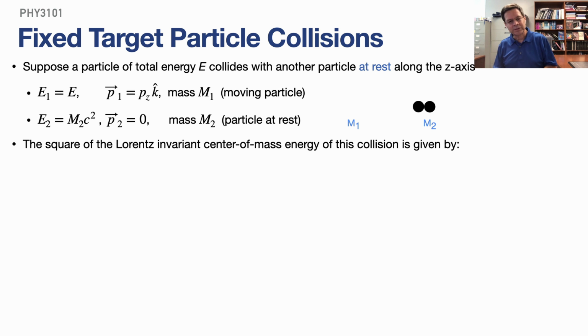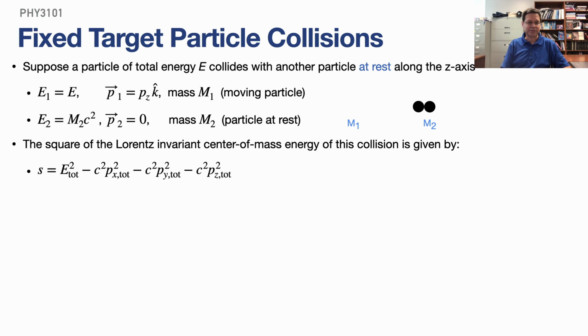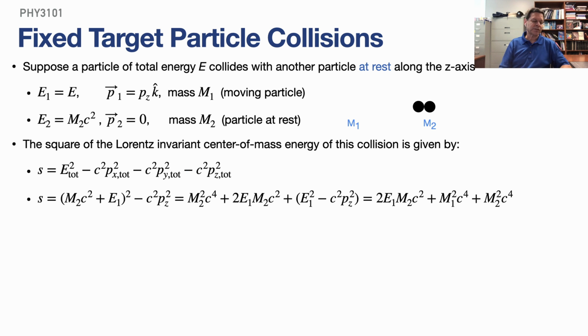How can we work out these masses and energies? We can start with relativity, taking a Lorentz invariant quantity. We can take the square of the so-called center of mass energy of this collision, and that's given by the Lorentz invariant quantity S. And recall that S is the difference between the total energy squared minus the total momentum squared times c squared. And you can break it up into each component of momentum squared times c squared as you subtract off. Now here we have only a momentum in the z direction, so it's only going to be that last term that contributes. So let's go ahead and plug in.